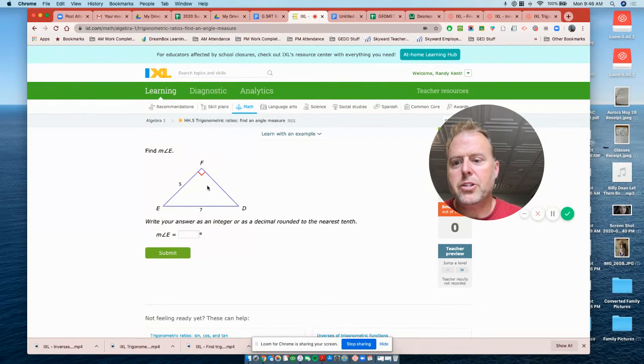So we need to find the measure of angle E. Here's angle E. I'm dealing with the adjacent side, which is 5, and I'm dealing with the hypotenuse. And I know it's a hypotenuse because it's opposite the right angle. So the adjacent over the hypotenuse, which is our cosine. So the cosine of some angle we don't know is equal to 5 over 7.